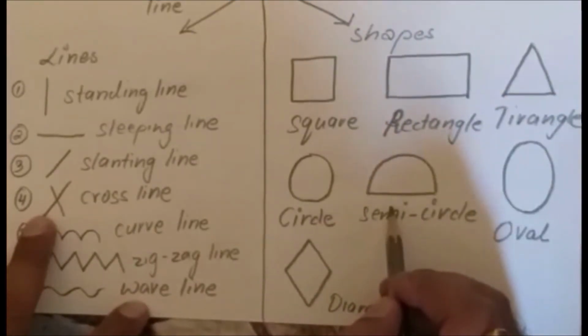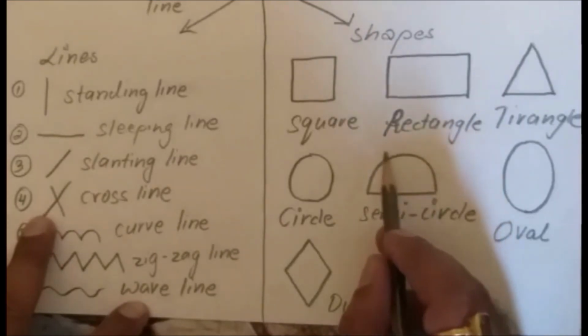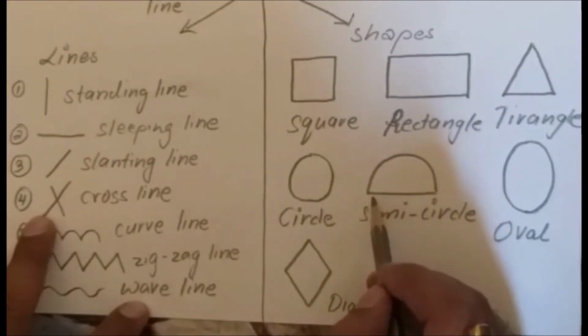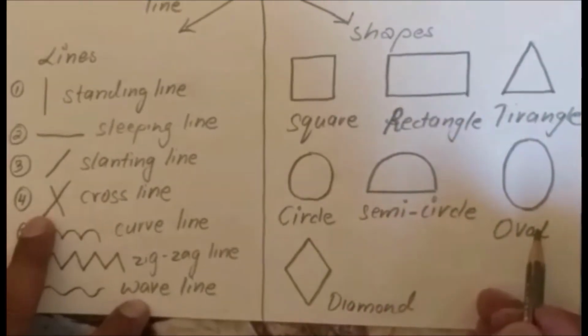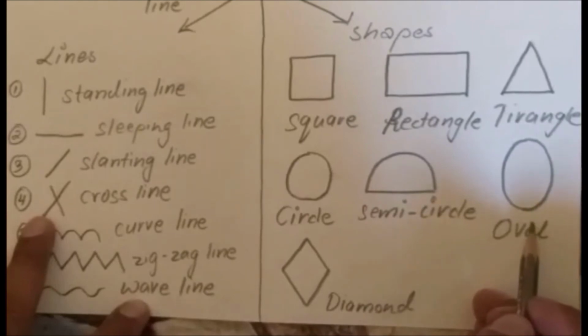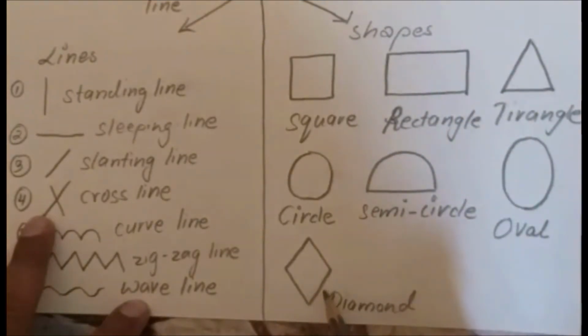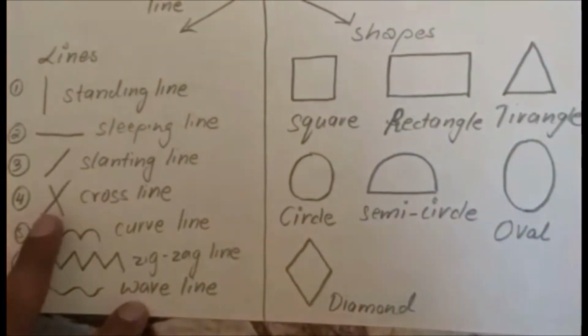With a semicircle, you can make a slice of watermelon, a half slice, the topmost part of an ice cream. You can also make a temple, the dome of a temple. With the oval shape, you can make an egg, a face structure. With a diamond, you can make a kite, kaju katri, some decorative designs. So here are the shapes and the lines.